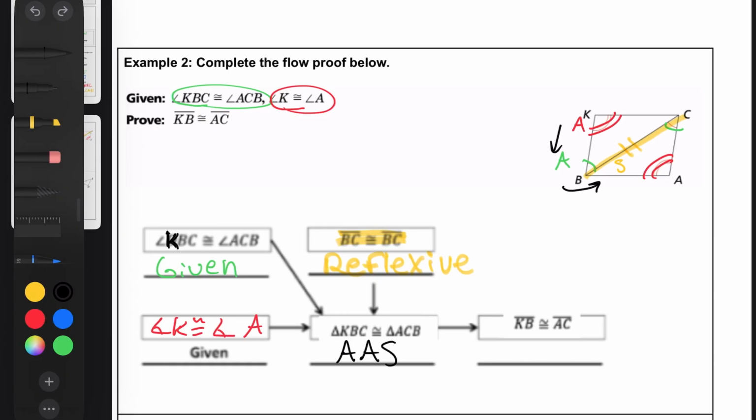Because the two triangles are congruent, we are finally able to issue the proof. The proof that side length KB is congruent to side length AC. The two sides are congruent by the new definition we just learned: corresponding parts of congruent triangles are congruent. So these flow proofs are called flow proofs because the arrows give you a sense of the direction that the proof is flowing, okay?